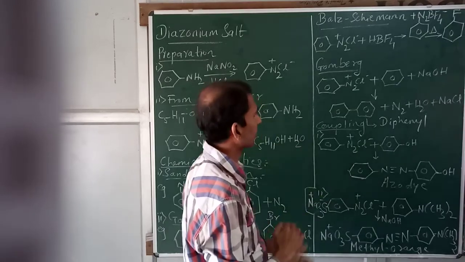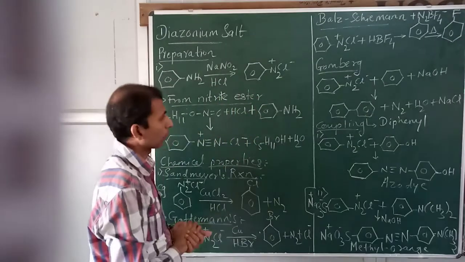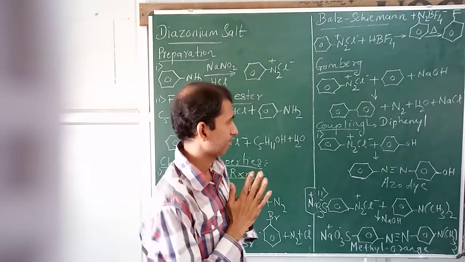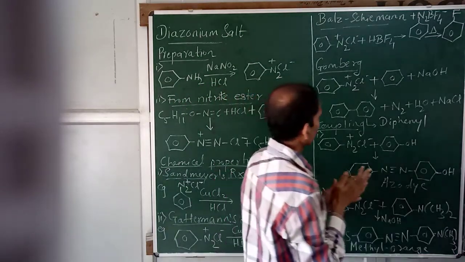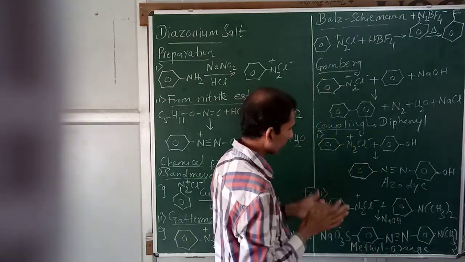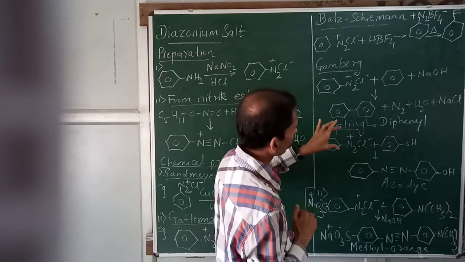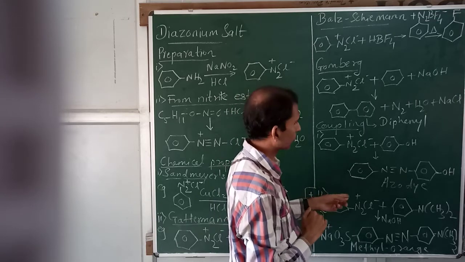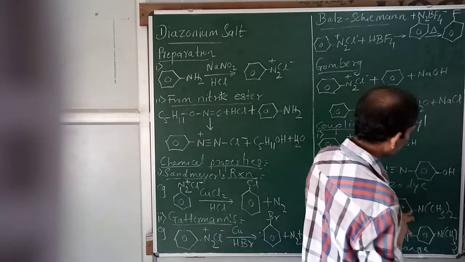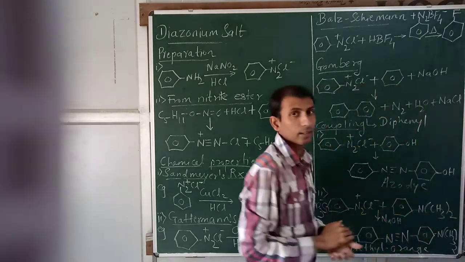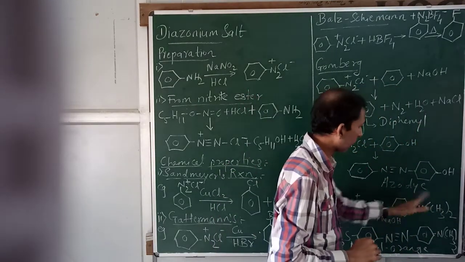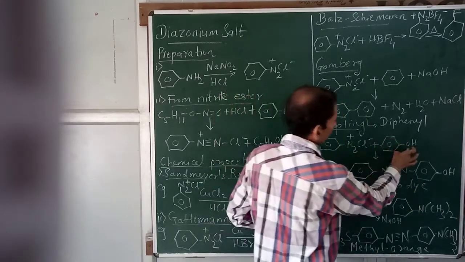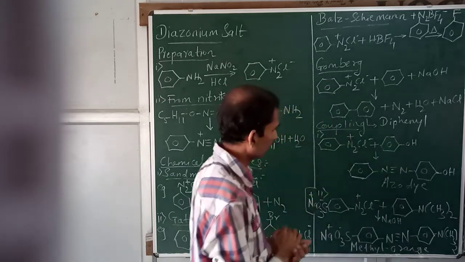Now the next reaction is the coupling reaction. Coupling reaction means, of course, you can see the coupling of two compounds. They have given two categories. First, coupling of the diazonium salt with phenol, and second, coupling of diazonium salt with an aromatic amine, meaning alkyl aryl amine. So first we'll see the phenol.